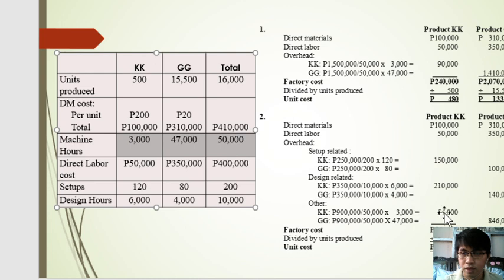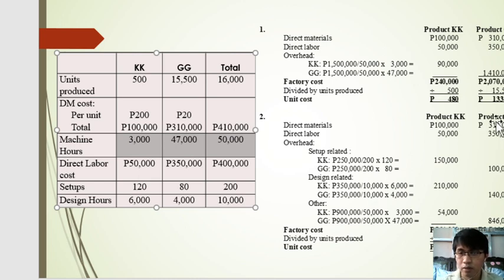So, you just total all of that: 100 direct materials, direct labor 50,000, plus setup related overhead 150,000, plus design related 210,000, plus other overhead 54,000. That is what is allocated to product KK. So, the total factory cost is 564,000. This is our answer for requirement number 2, total cost. It also asks for the unit cost, so you divide by 500, the units produced. 564 divided by 500 is 1,128 per unit.